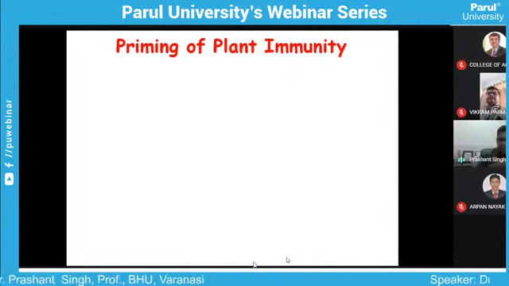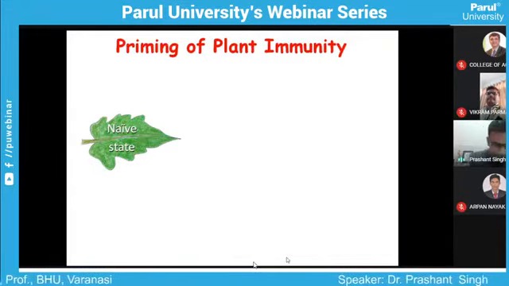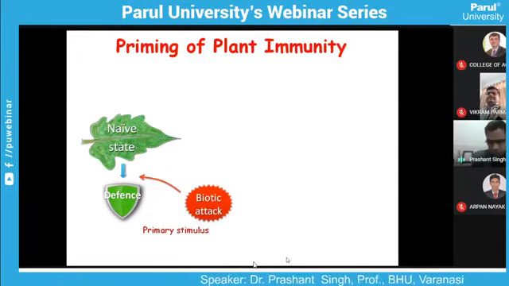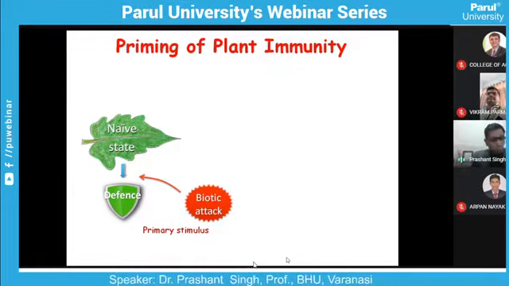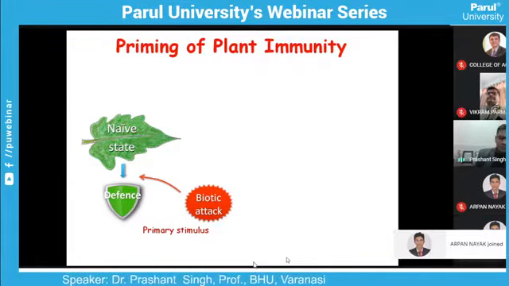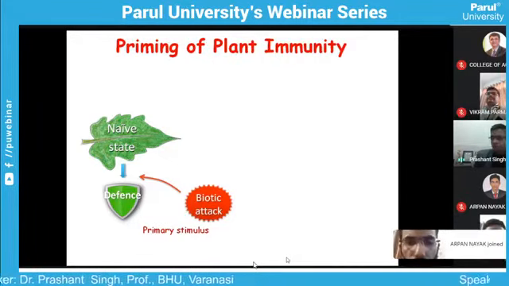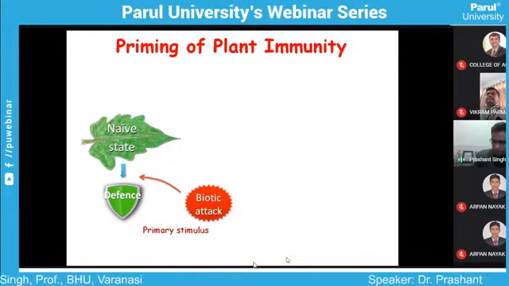So just try to focus on this slide, and it will give you the exact message I wanted to deliver today. Imagine this is your normal plant, and when this plant is attacked by any pathogen, any biotic stress, there is induced resistance. We know that, and once there is resistance, there is a defense response.